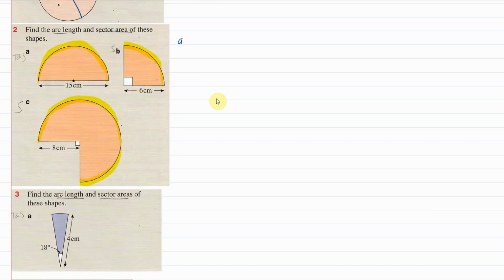For A, you notice that you have half of a circle, so it's going to be half times pi d, because pi d is the circumference, and in this case it's going to be half times 15 times pi, and that gives us 7.5 pi, and that is equal to 23.6 centimeters.